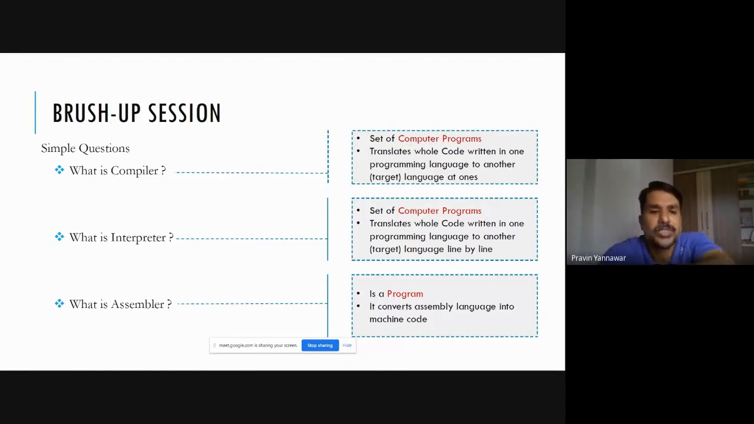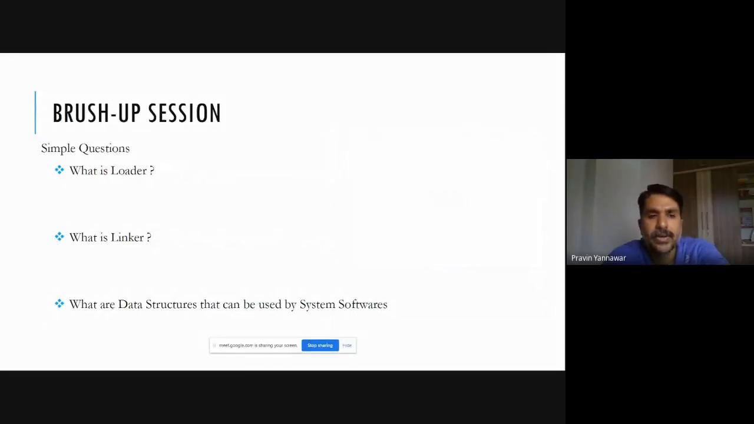Okay, then the next questions which come here are: what is a loader, what is a linker, and what are the data structures that are used by the system software? This is an important part of the discussion, and we are at the concluding points of the discussion now. So these three questions are there. We'll have a quick interaction with these three questions, and we'll understand.